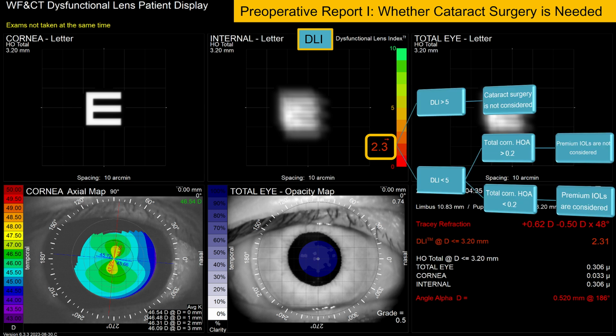Decision flow. If DLI is greater than 5, the lens is still functional. Cataract surgery may not be necessary at this stage. If DLI is less than 5, further evaluation is required. If corneal higher-order aberrations, HOAs, are greater than 0.2, the cornea is compromised. Do not consider premium IOLs, e.g., multifocal/toric IOLs. If corneal HOAs are less than 0.2, the cornea is in good condition. Premium IOLs, e.g., multifocal/toric IOLs, can be considered. Note, the threshold of 5 is a general guideline and should be adjusted based on individual cases.